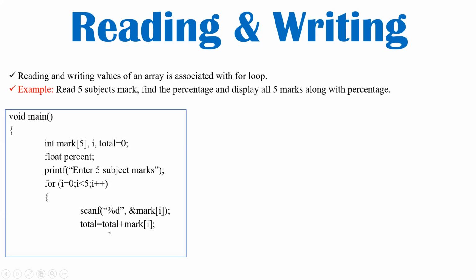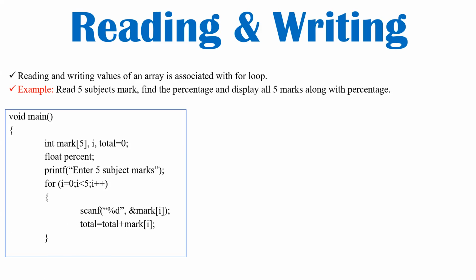Now we find the partial total. The initial total value is 0. Initially we read mark of 0, and that mark is added to the total: 0 plus the first mark. For example, 95 means 0 plus 95, and the partial total is stored in total. Next time i equals 1, we read mark of 1. If that mark is 85, the previous total is 95, so 95 plus 85 gives 180, and 180 is assigned to total. This process continues for all 5 marks.